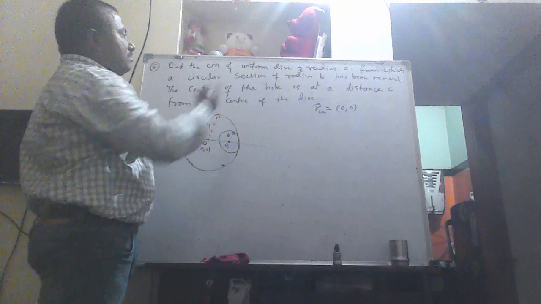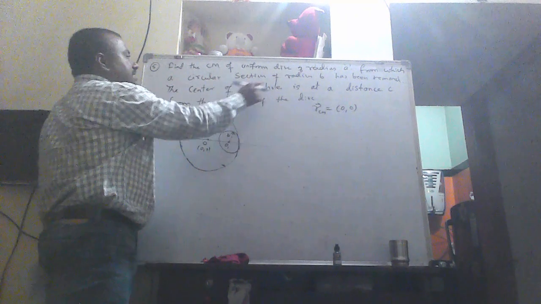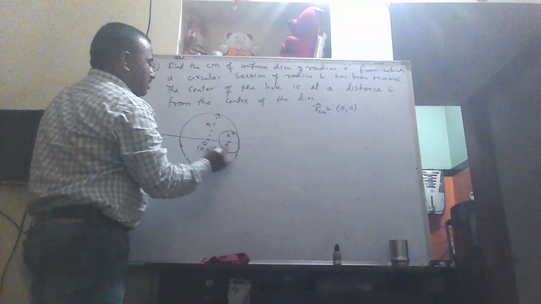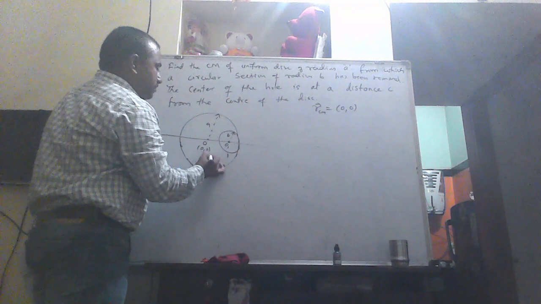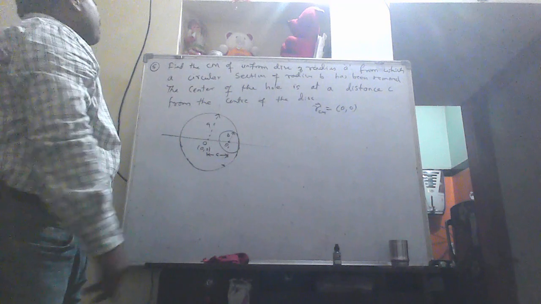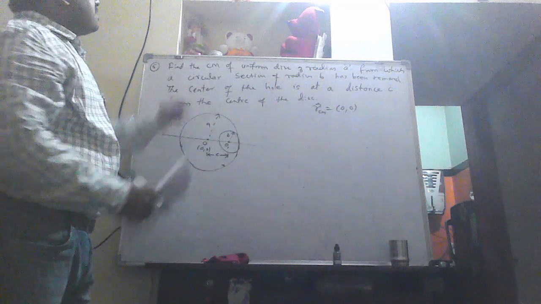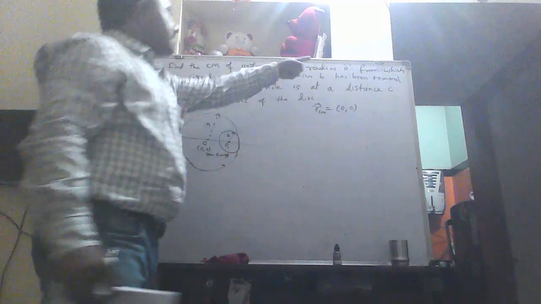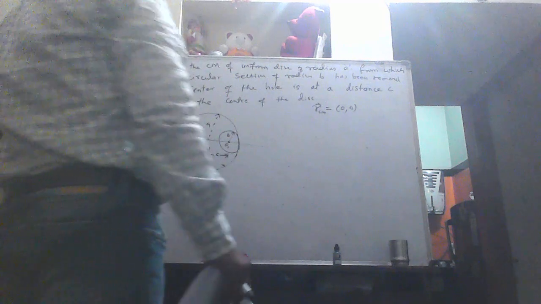What they have given? The center of the hole is at a distance c from the center of the disk. This distance they have given. This distance is c. And what you have to do is find the center of mass of a uniform disk of radius a from which a circular section of radius b has been removed.